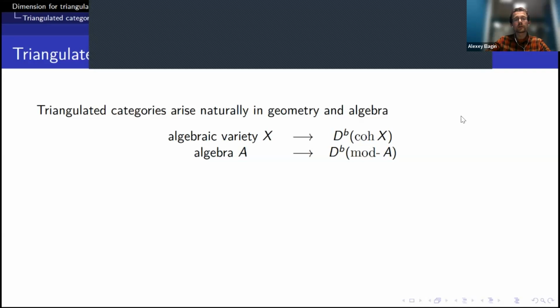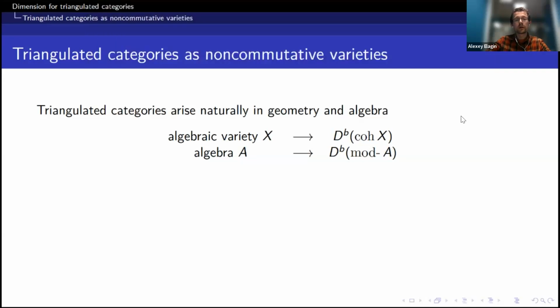We have two main sources of triangulated categories, one coming from geometry. When you have an algebraic variety, you can consider its derived category of coherent sheaves. That's example number one of a triangulated category. And when we have something like an algebra or a ring, we can consider its derived category of representations. That's example number two, coming from algebra.